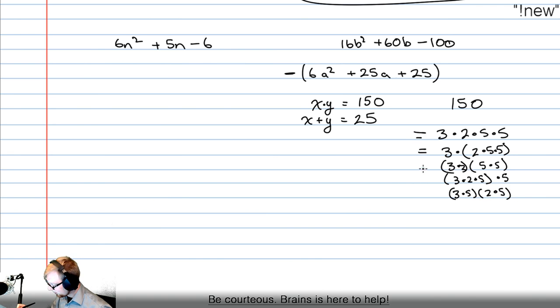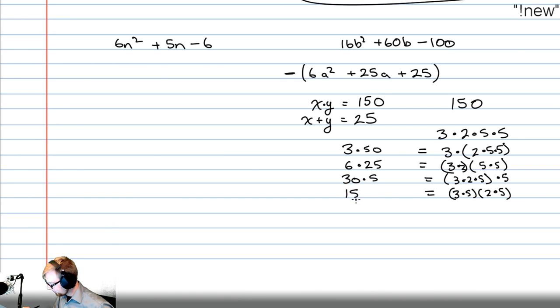What do these multiply out to? The first one is 3 and 50. Okay. Next one. 6 and 25. Good. Next one. 30 and 5. Next one. 15 and 10. Okay. Now, you need these two factors. Since you're not dealing with any minus signs to confuse you, you have to look for two factors that add together to give you 25. The 15 and 10. There you go.